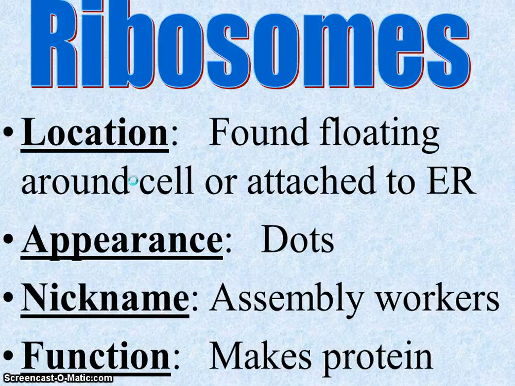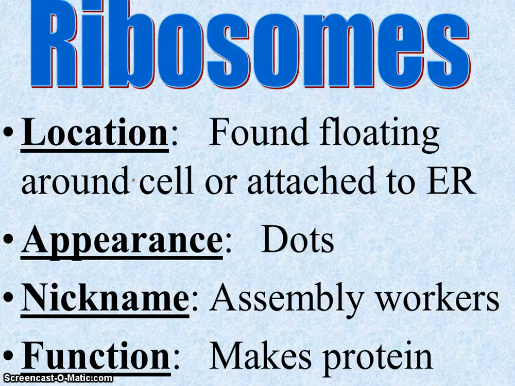Okay, so ribosomes. Ribosomes are found in both prokaryotes and eukaryote cells. They can be either found floating around, or they can be attached to a structure called the endoplasmic reticulum, or the ER. So the ribosomes that are in a prokaryotic cell are just floating around. Okay, they do have an appearance of just dots. And we call them the assembly workers of the cells because they make proteins.